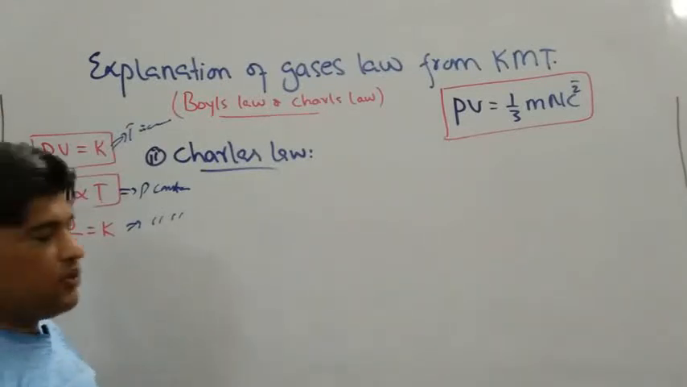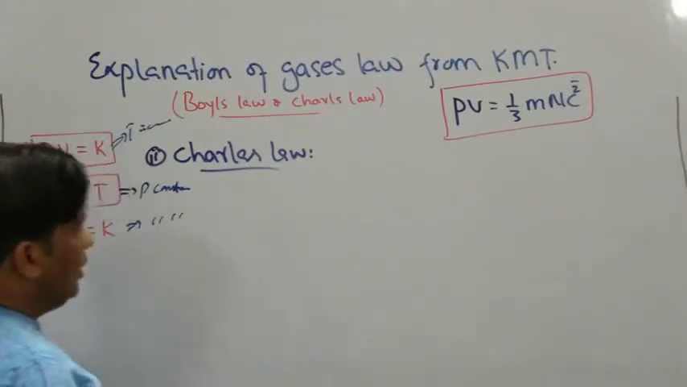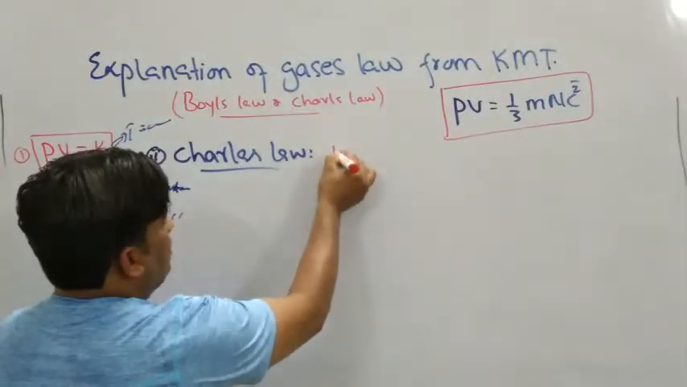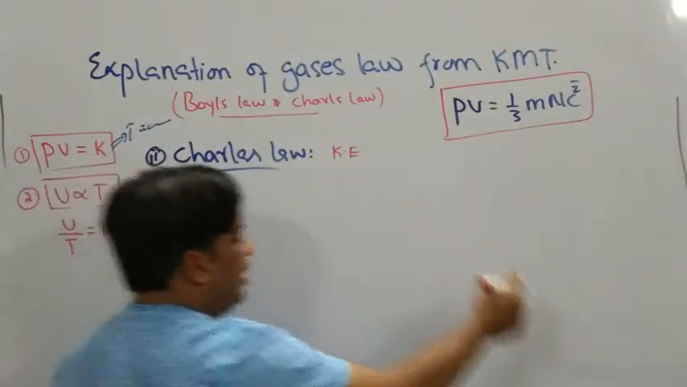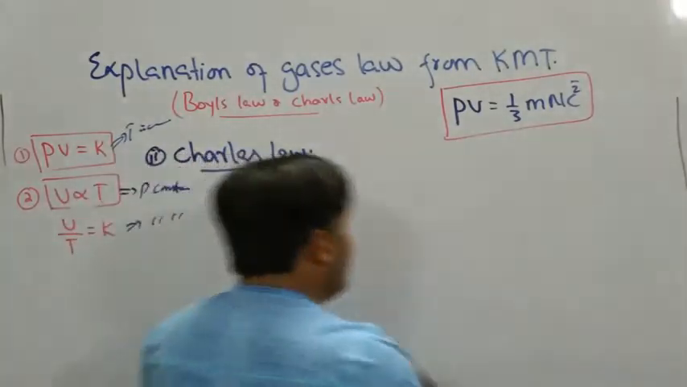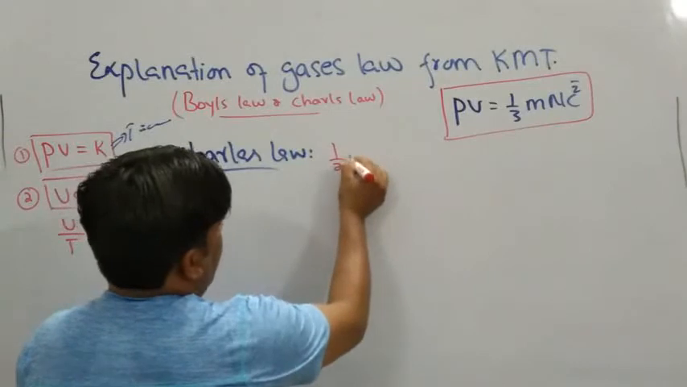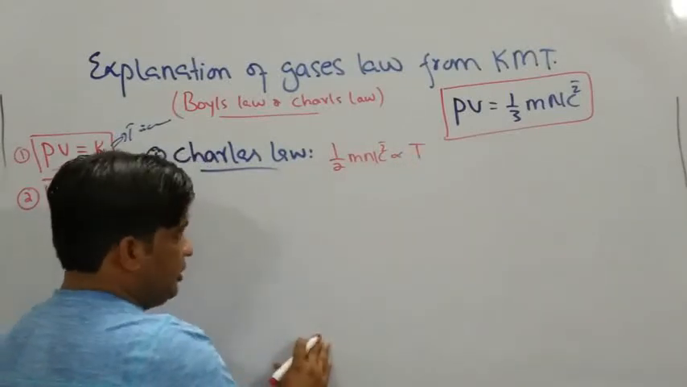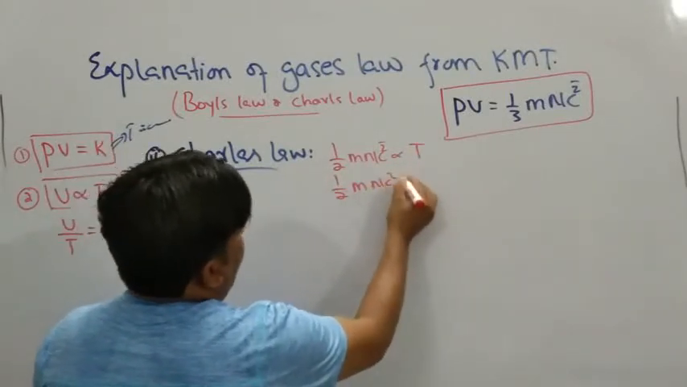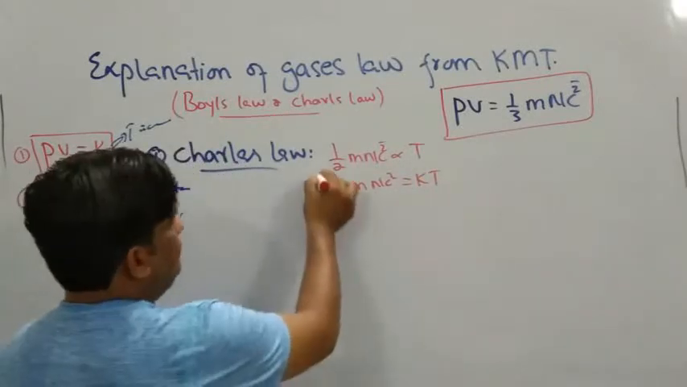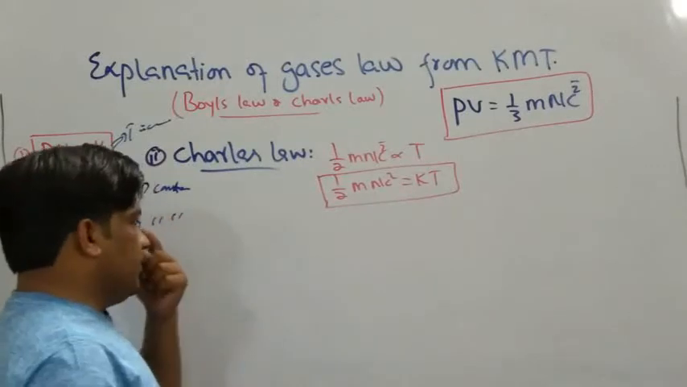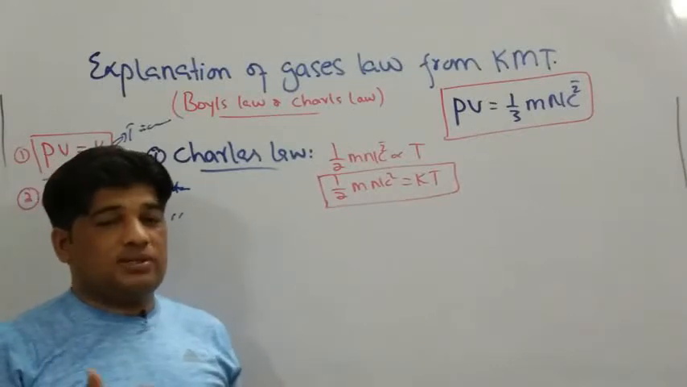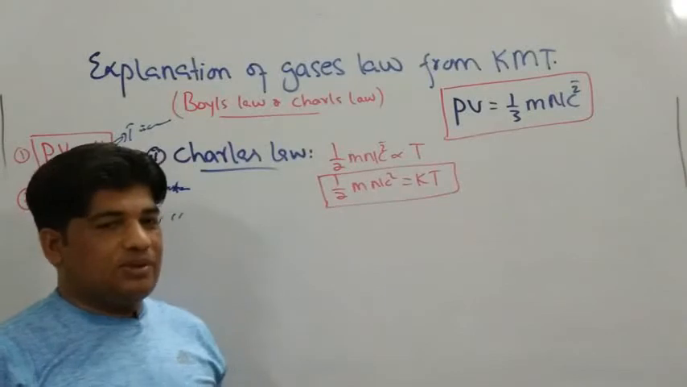PV is equal to 1/3 mnc square. Again, you know the postulate of KMT: the kinetic energy of the molecule is equal to 1/2 mnc square bar, and it is directly proportional to absolute temperature. Removing the proportionality, we put in a constant, so that is KT. That is one of the postulates of KMT, because we derive the gas laws, Boyle's and Charles law, from the kinetic molecular theory and the kinetic equation.